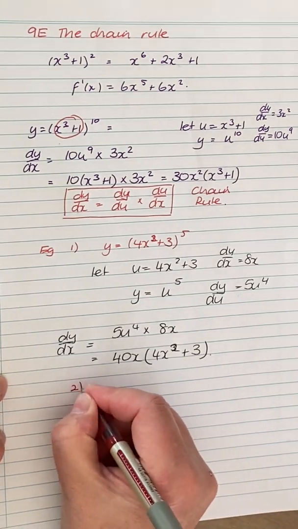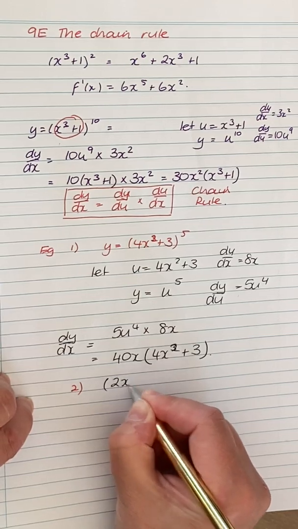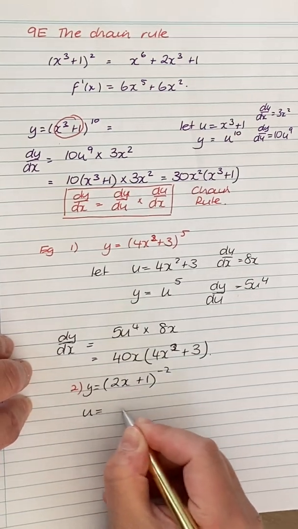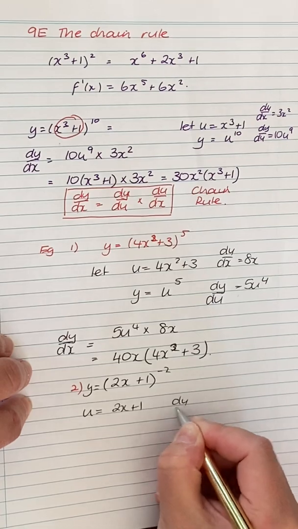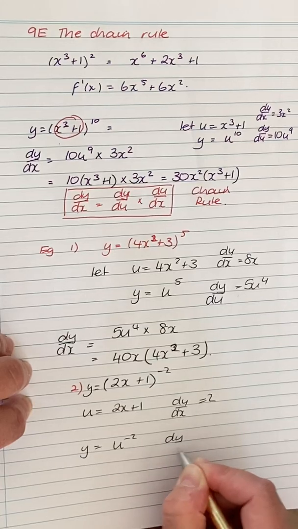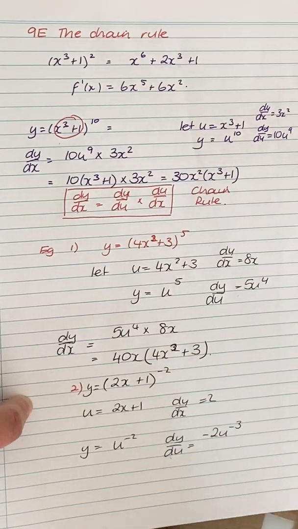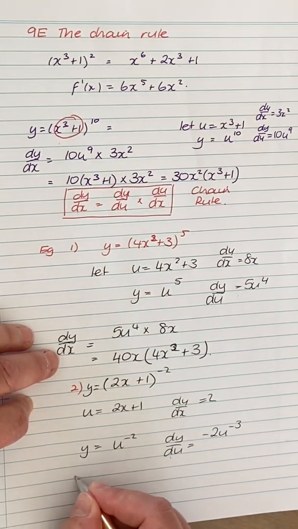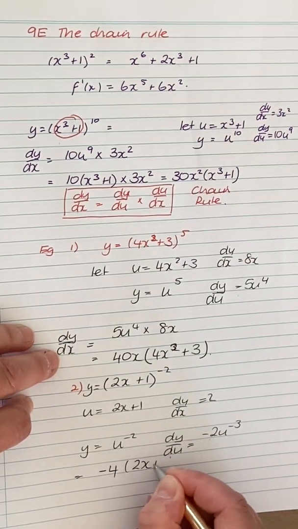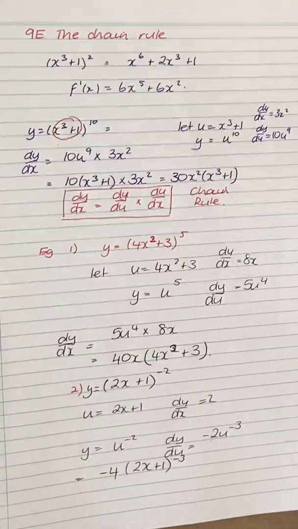Let's do another one this way, and then I'm going to show you a shortcut. So if we had (2x plus 1) to the minus 2, and that's what y is equal to. So u will be 2x plus 1, so du/dx is 2. y is u to the minus 2, so dy/du is minus 2u to the minus 3. So when I do du/dx times dy/du, I'm going to get 2 times minus 2 is minus 4, and then u to the minus 3. I'm just going to have a look that that fitted all on the page. Perfect. It's a bit of a change, isn't it?